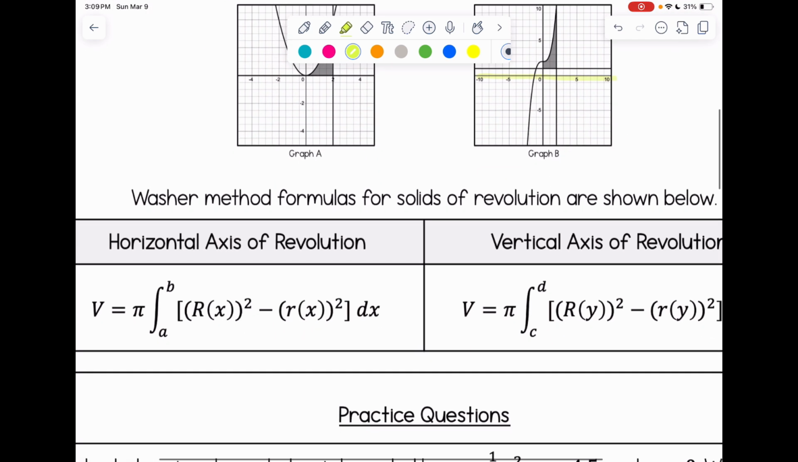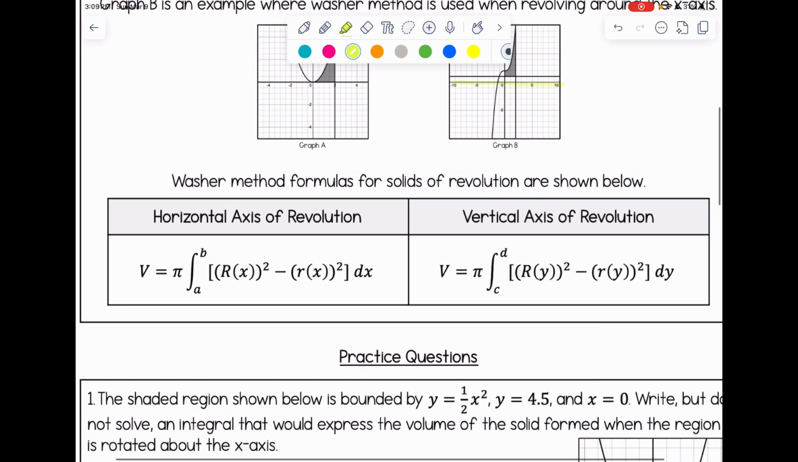Since we have to find the distance between the two radii, you can see that in our volume formulas for a horizontal axis or a vertical axis of revolution, we're going to be subtracting two radii. This is going to be the big radius minus the small radius, and each one of those is squared as well. It's the same exact idea for a vertical axis of revolution, but everything is going to be in terms of y, including the bounds.